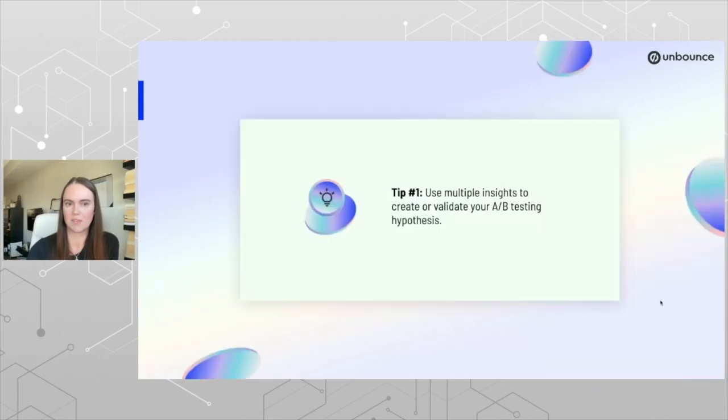So the first tip we'll start with is how you can use multiple insights to create or validate your A/B testing hypothesis. So there's always going to be endless things that you can test, but if you can use benchmarks or even your internal data to help validate your hypothesis ahead of time, you increase your chance of success. And the reason for this is because you're actually able to get some form of early validation that what you're testing can have a significant impact on conversion.